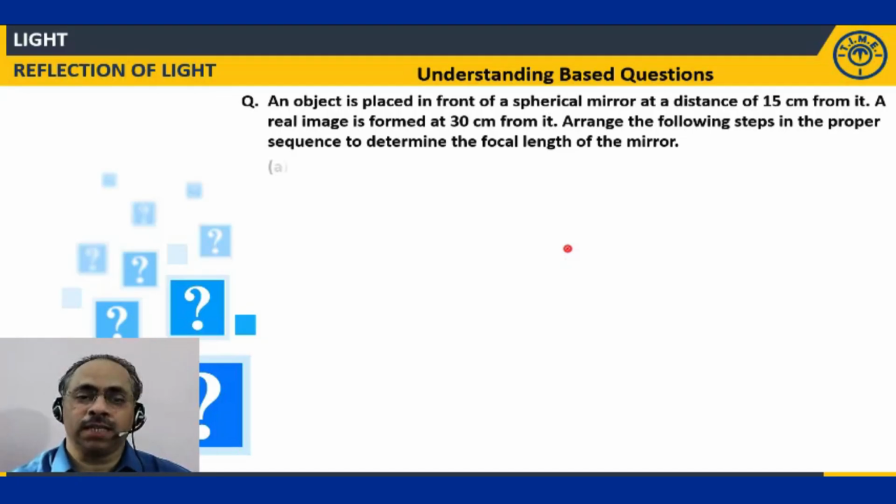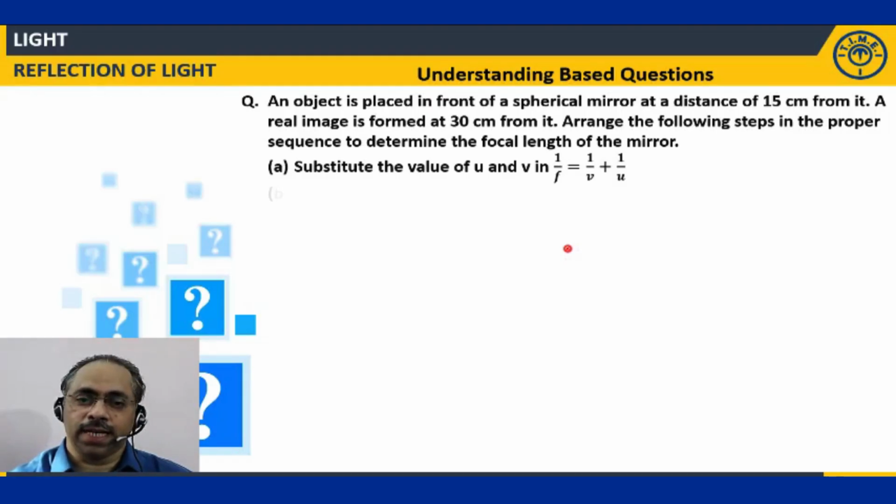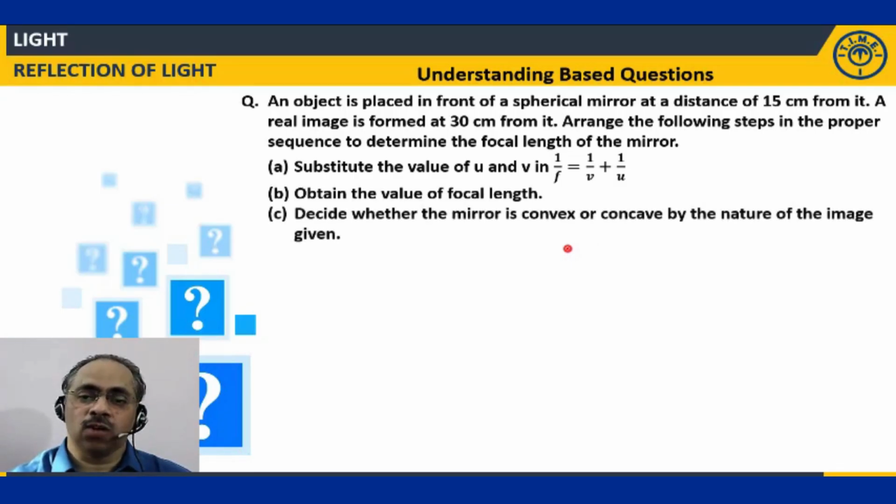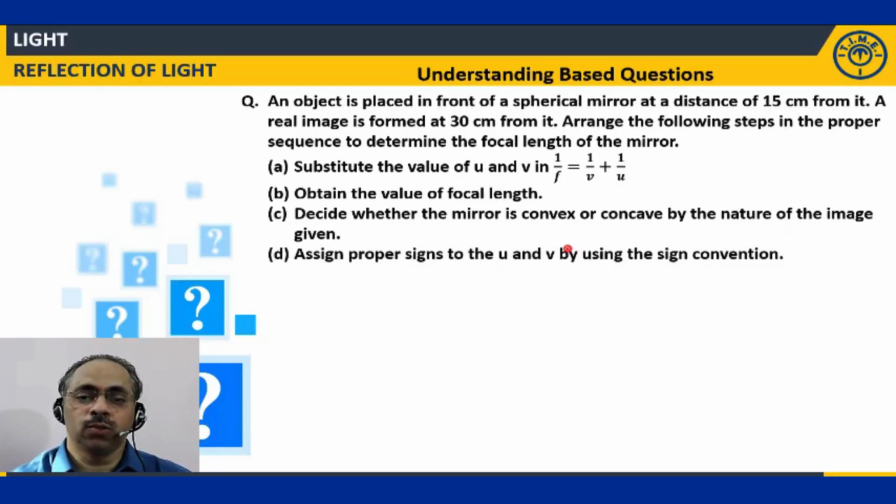Let us observe the statements which are given. Substitute the value of U and V in this. Second statement, obtain the value of the focal length. Okay. Third statement, decide whether the mirror is convex or concave by the nature of the image given. Okay. Assign proper signs to U and V by using the sign convention. Clear? So now what will you do? You will go with the first one, which is decide. So this is the first one. Okay. You'll say this is the first one. So C is 1. Next what will you do? Assign.